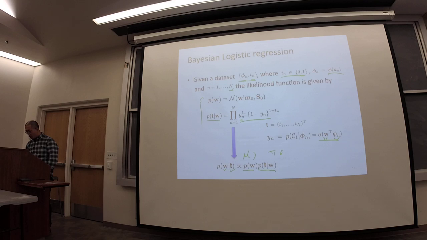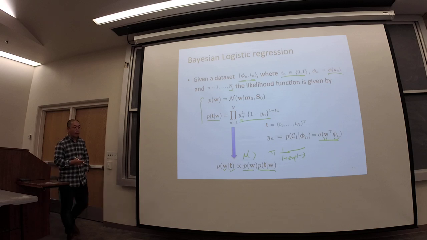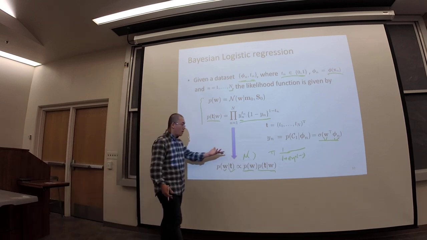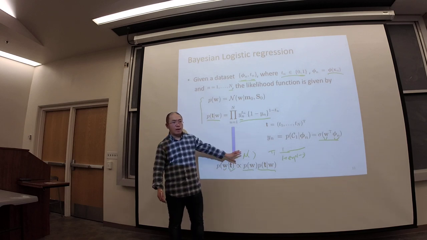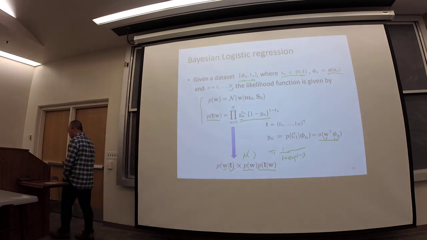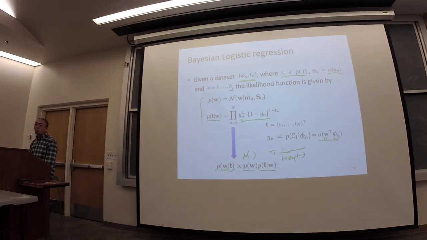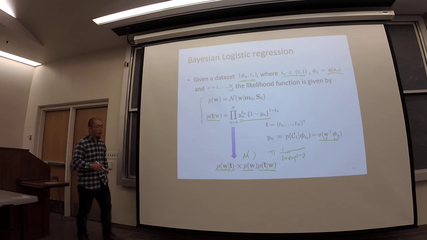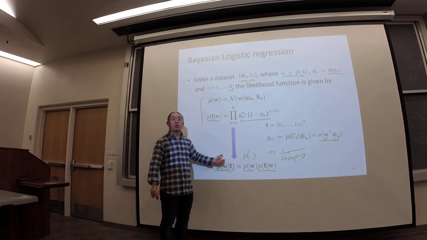So remember the sigmoid looks something like this, right? This is very unfriendly. That means if you multiply them together, you won't be able to find an analytical form to normalize and calculate the posterior distribution. And how can we do that? If you still want to compute the posterior distribution, we can try to use the Laplace approximation. We're going to construct a multivariate Gaussian distribution to approximate the true posterior distribution.